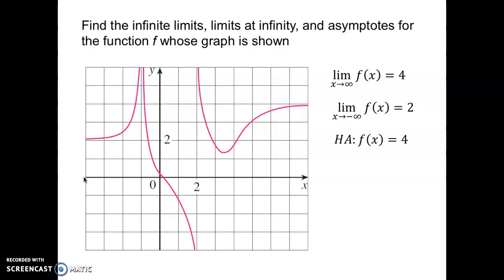So we have a horizontal asymptote of y equals 4, or f of x equals 4, and we have a horizontal asymptote of f of x equals 2, or y equals 2. We have a vertical asymptote at x equals -1, and we have a vertical asymptote at x equals 2. Now I didn't draw them there, but I definitely could have drawn those asymptotes in this function.